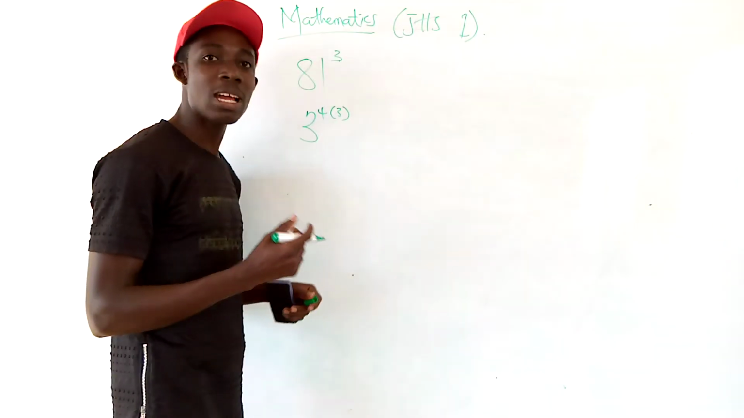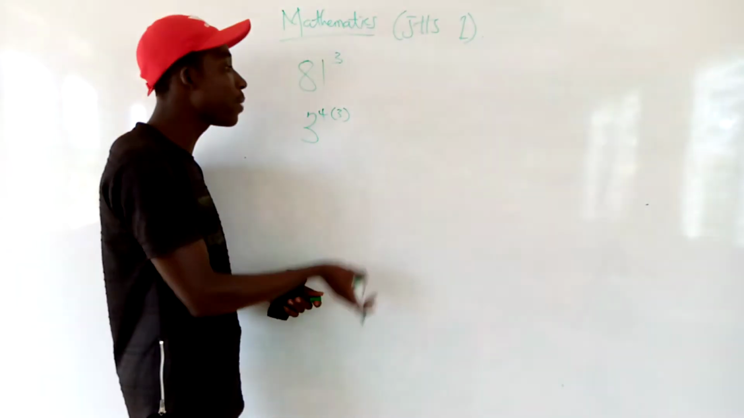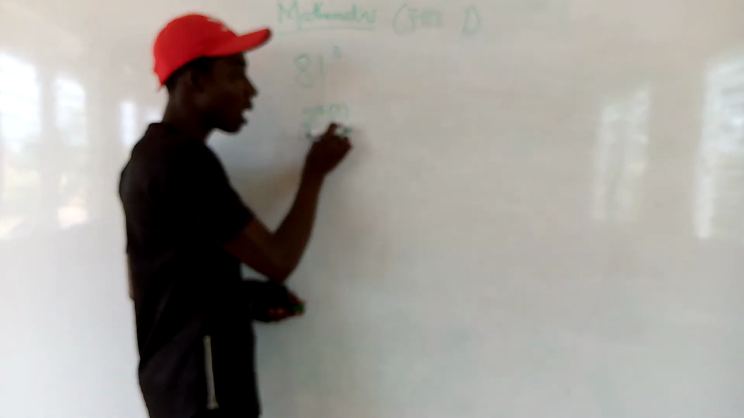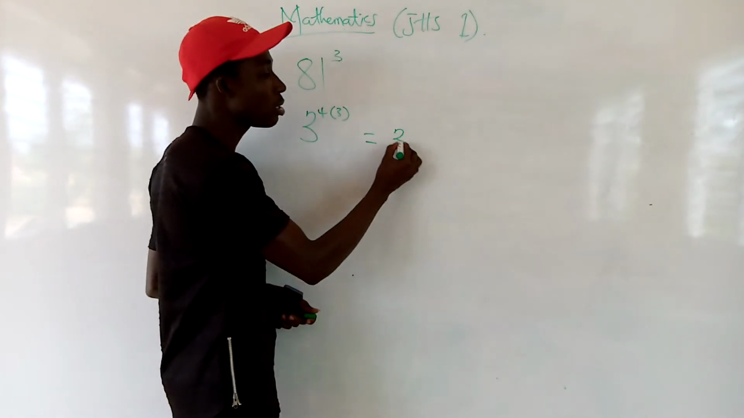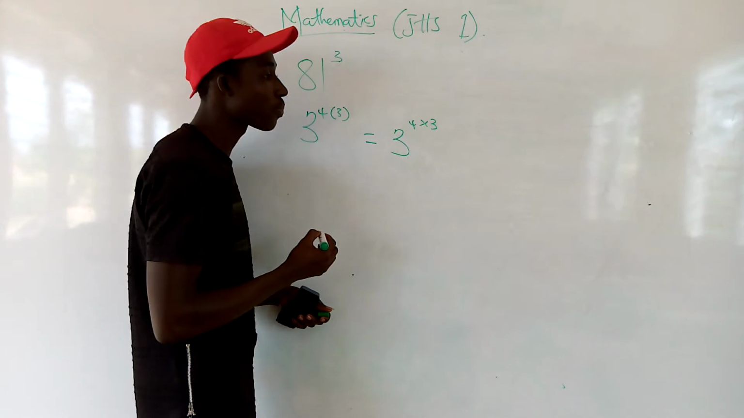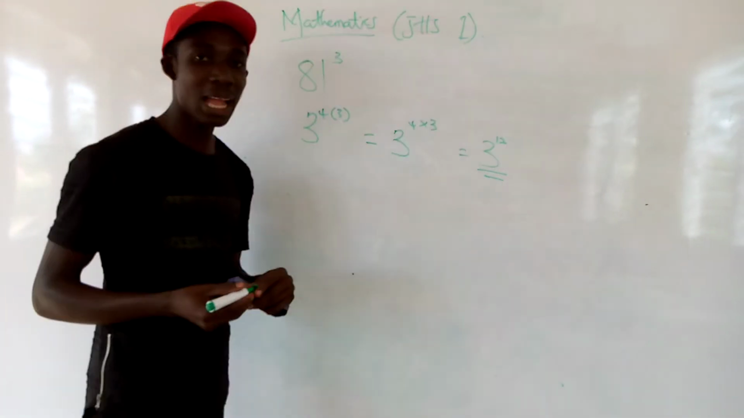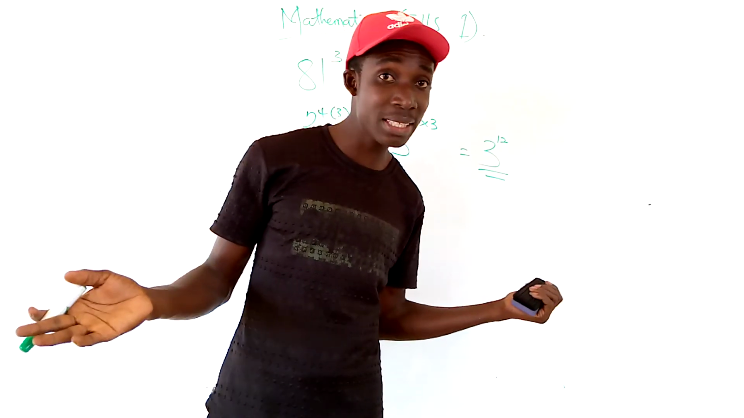Now you see, you have come to our rule for today. It says that whenever we raise a power to another power, we should multiply. So we are going to get 3 exponent 4 times 3. And we're going to get what? 3 exponent 12 as the final answer. Hope it's very simple.